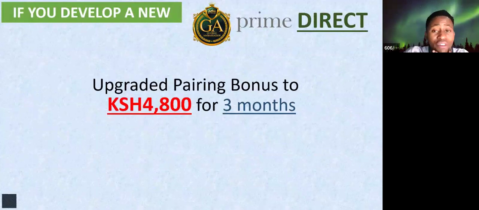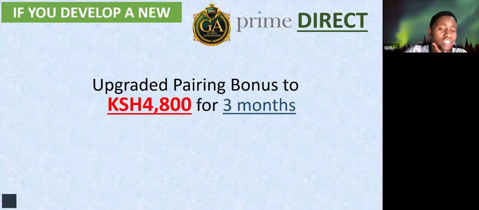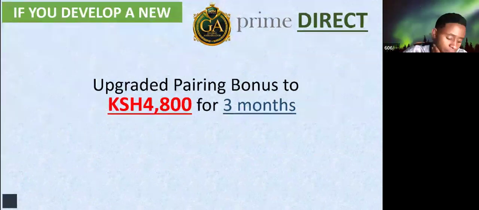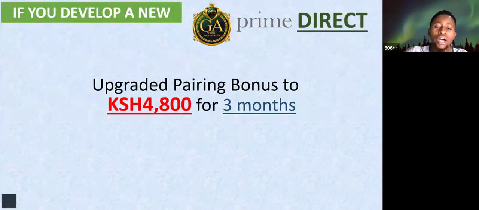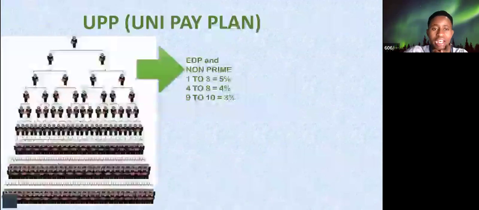If they do 8 points, that should do at least 2, 1, doesn't matter, but it should be 10 and 90%. If you develop a new global ambassador prime, meaning one of your directs becomes a global ambassador prime, you will enjoy 4,800 for an extra 3 months.